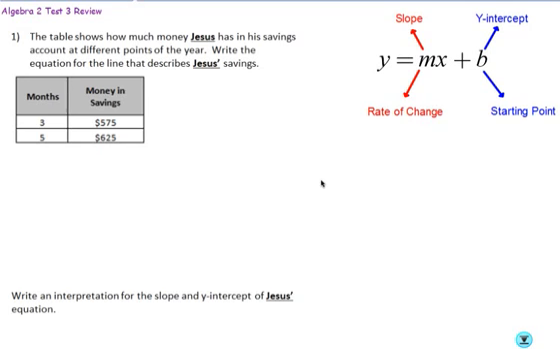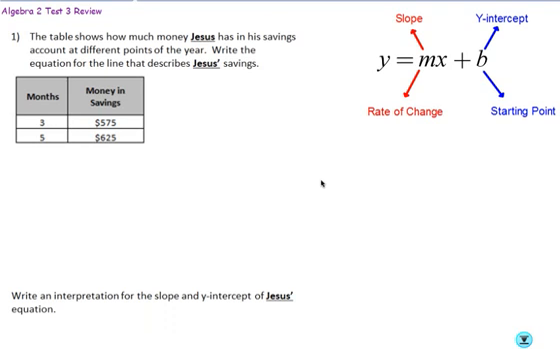Alright, welcome to the Algebra 2 Test 3 review. We're going to go over the 10 problems that match up with what's going to be on the test. By doing this, we'll give you credit for some homework assignments, and then obviously redoing the test will raise your grade as well. So let's go ahead and just get started here.